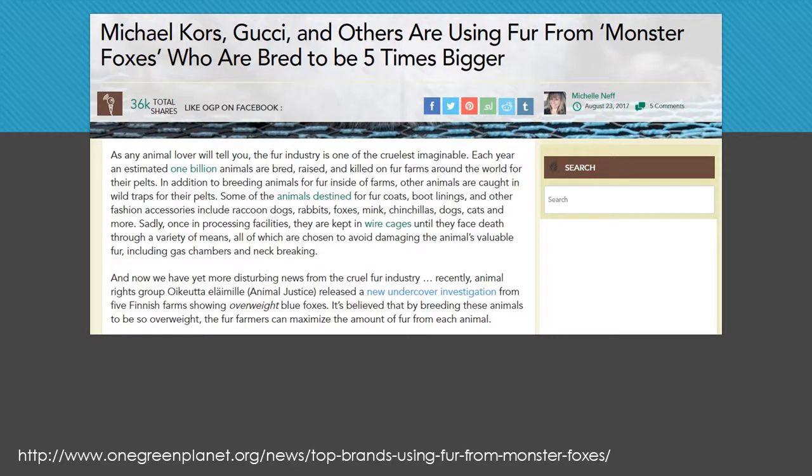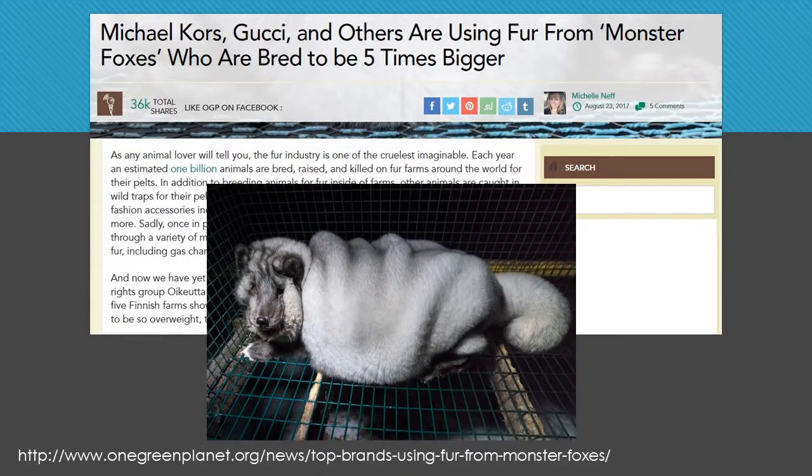Alright, if you know the brands like Michael Kors, Gucci, and other familiar names in the industry, they are using fur from monster foxes. This means that they produce a transgenic fox that is bred to be 5 times bigger than normal foxes. And this is how the transgenic fox looks. Okay?